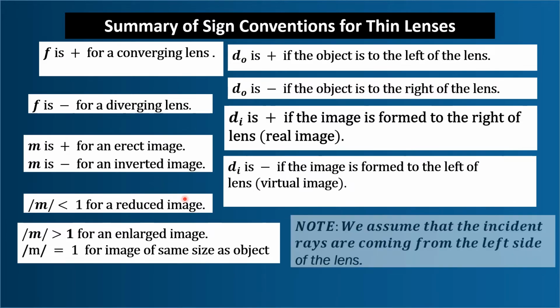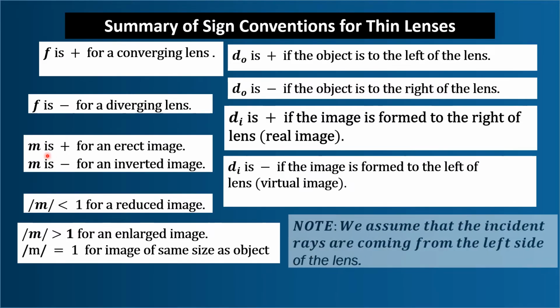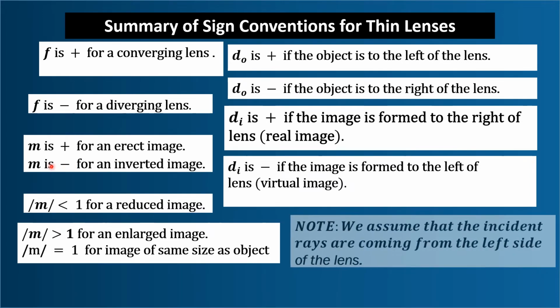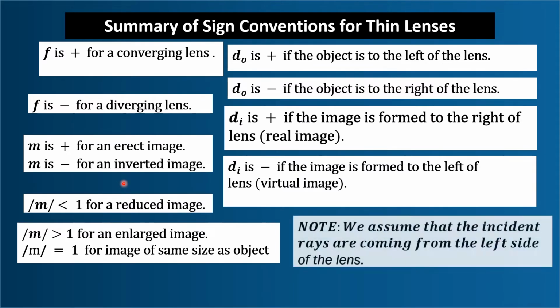For the magnification, it is denoted by small letter m. If the computed magnification m is positive, we say that the image is erect or upright. If the magnification m is negative, then the image is said to be inverted.